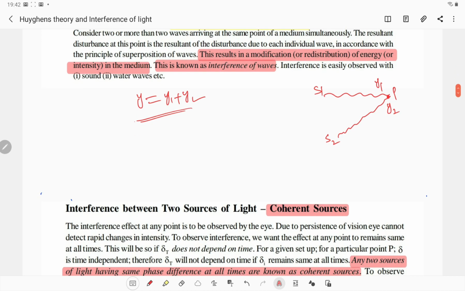Therefore, when two waves are superimposed, in the region of superposition, intensity redistribution takes place. Also, energy redistribution takes place. This is nothing but interference of waves. See, interference of waves: only redistribution of energy or intensity. For example, here 6 persons are there, each person having 100 rupees.